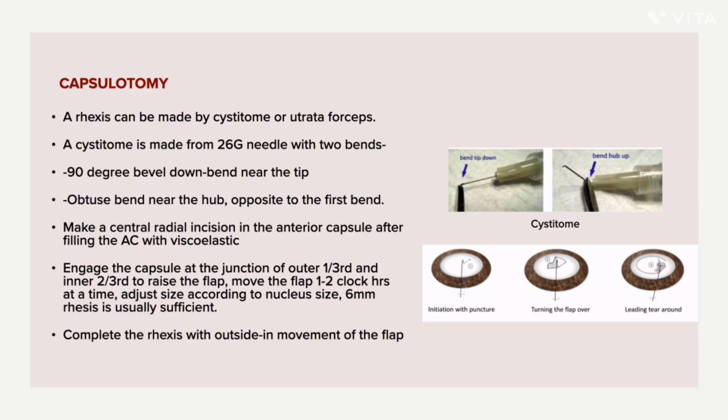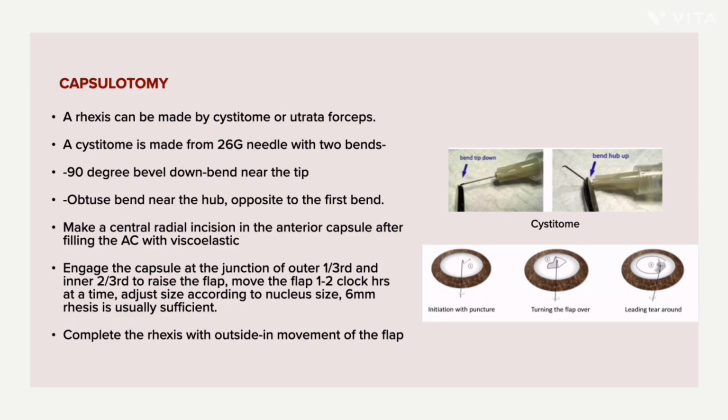Now coming to capsulorhexis, which is usually performed as continuous curvilinear capsulorhexis using a cystitome or Utrata forceps. A cystitome is made from a 26 gauge needle with two bends, one 90-degree tip bend and an opposite bend near the hub for control. After filling the anterior chamber with viscoelastic, we start with a central puncture in the anterior capsule and raise a flap, progressively moving in small arcs, usually 1 to 2 clock hours, maintaining control. We aim for about 6 mm of rhexis and complete it with a controlled outside-in movement to maintain a smooth circular edge.